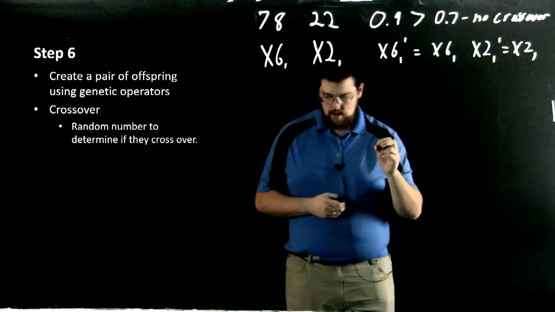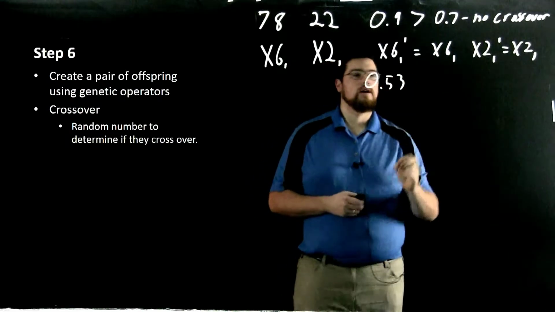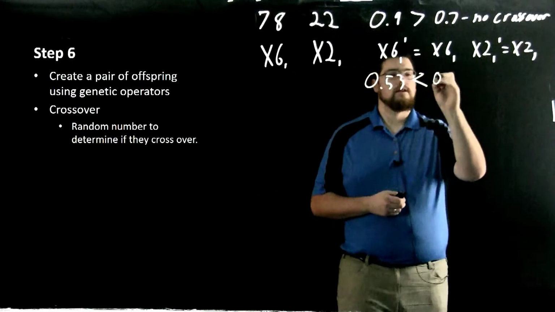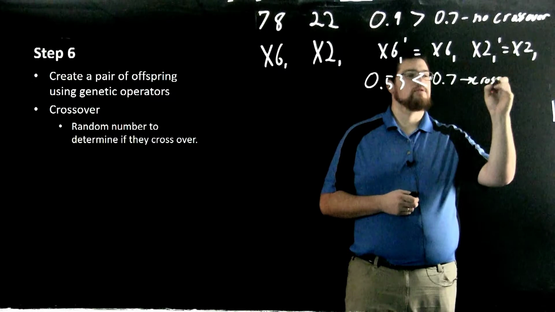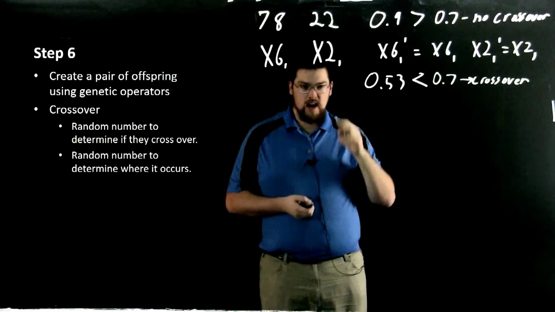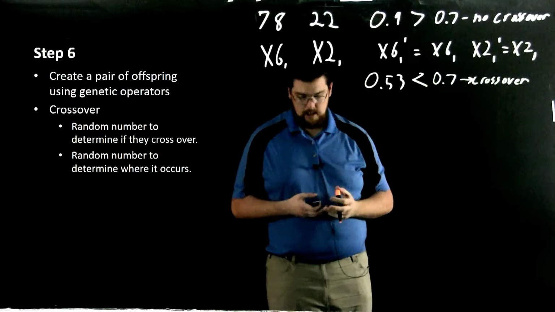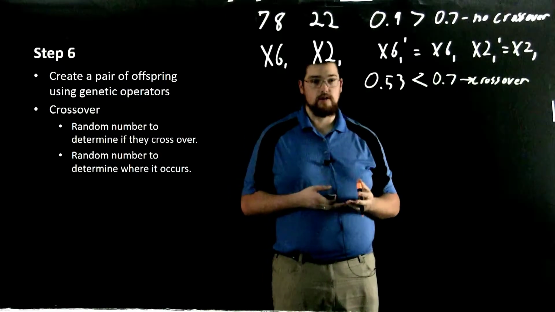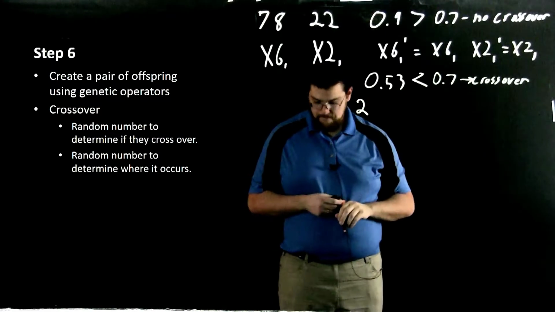If instead the number that was selected was, say, 0.53, this number is less than our probability of crossover, so we do have crossover this time. So now we have to pick another random number. This time the random number needs to be between 1 and 3, because we have 3 points of possible crossover. So let's say that 2 is selected.